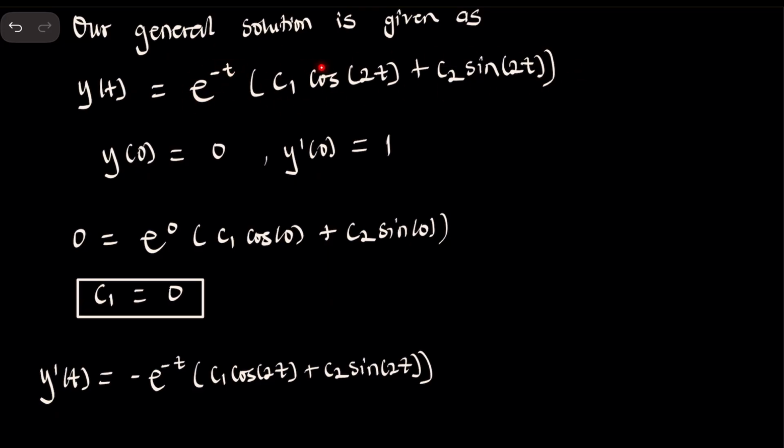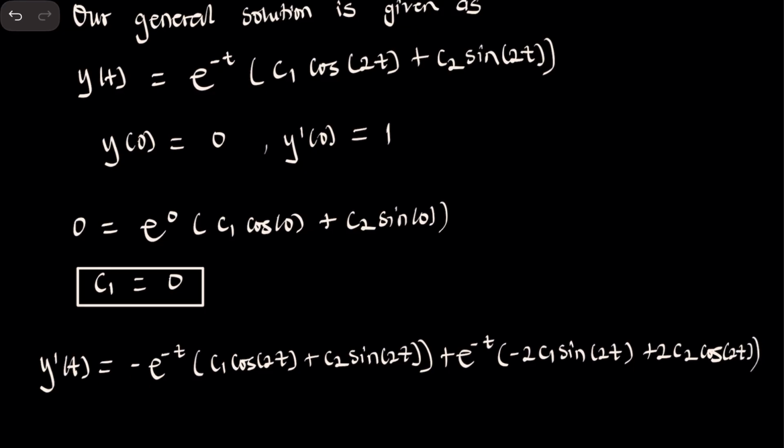Then we now keep e exponent minus t. Then we differentiate the trig function in here. So we are going to have plus e exponent minus t. When you differentiate cosine of 2t, you're going to have minus 2 sine of 2t. So that's going to give us minus 2c1, then sine of 2t. Then we now differentiate sine of 2t. That's going to give us 2 cosine of 2t. So that will be plus 2c2 cosine of 2t.